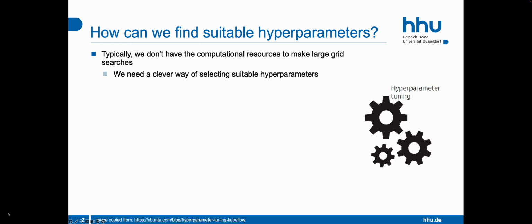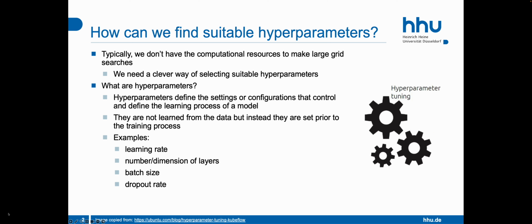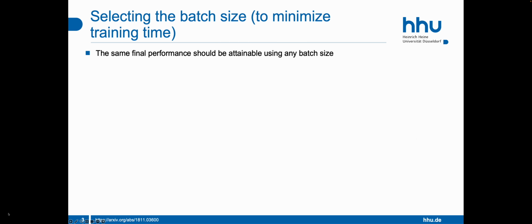Let's first shortly define what hyperparameters are. Hyperparameters define the settings or configurations that control and define the learning process of a model. These parameters are not learned from the data during the training process, but instead they have to be set prior to the training process. Examples for important hyperparameters include the learning rate, number of layers, dimension of layers, batch size, or the dropout rate. First, we will look at how we can find a suitable batch size.